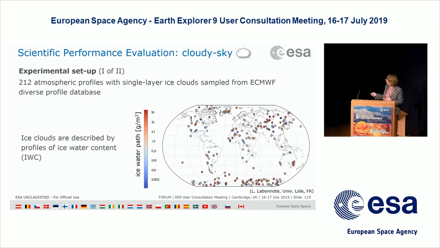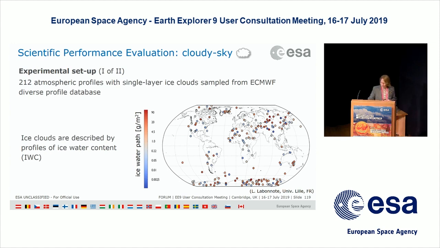So 1 gram per square meter, everything below is a subvisible cloud. And maybe to put that into perspective, a sugar cube is 3 grams. So if you spread a third of a sugar cube out on 1 square meter, that is the amount of ice we're talking about here.